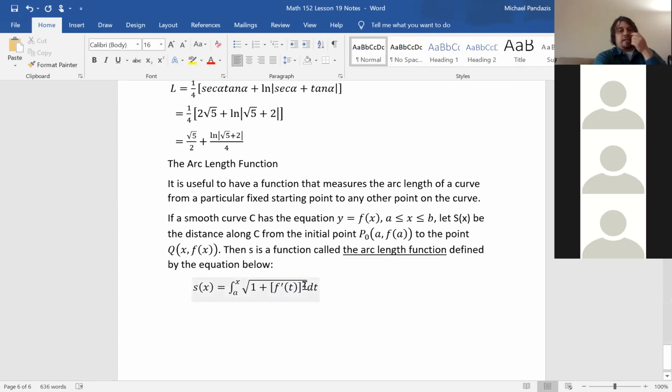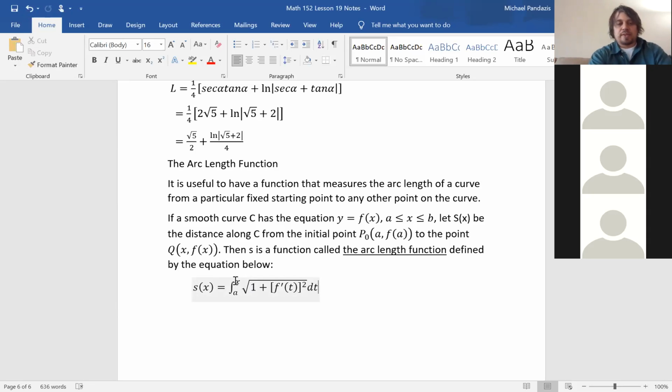Okay, so we're using t here. T has to be a dummy variable because x is now representing a final x coordinate, final x value. So x is being used as a limit of integration for its own reason. And so we just need the dummy variable t to represent the range of values on the x-axis that we're integrating over.